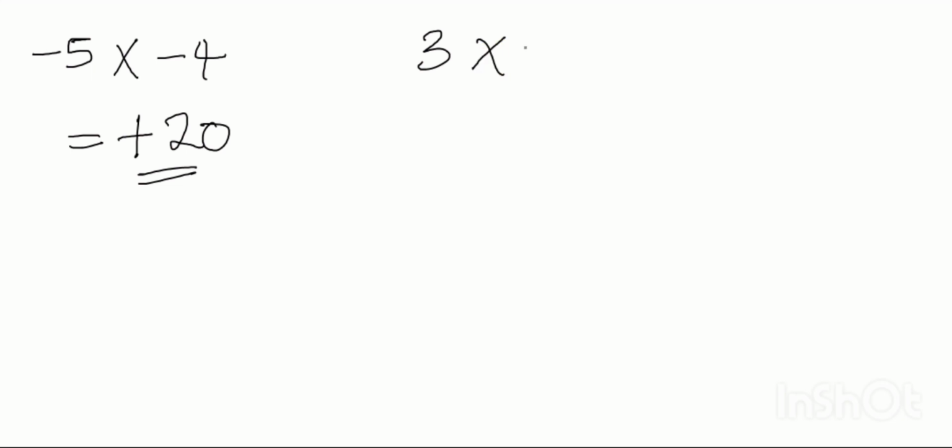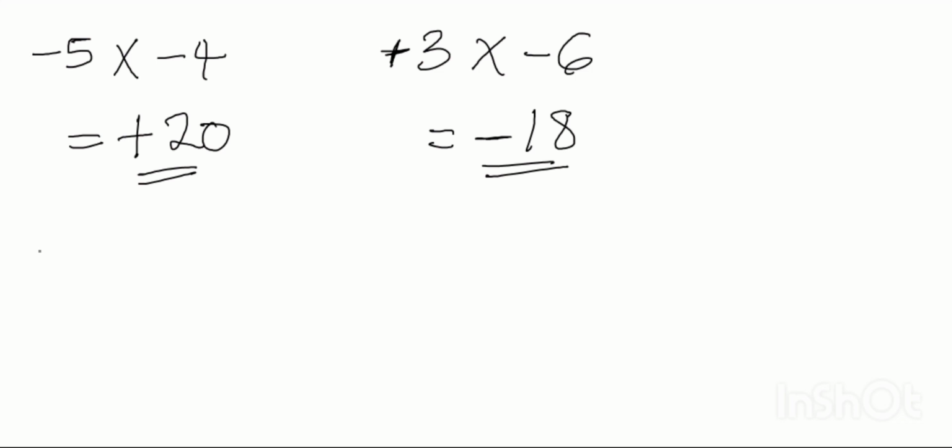Let's say 3 times negative 6. Alright, this 3 is positive just because it was not written. Then positive times negative is going to give you negative, and 3 times 6 is going to give you 18. So it becomes very simple.